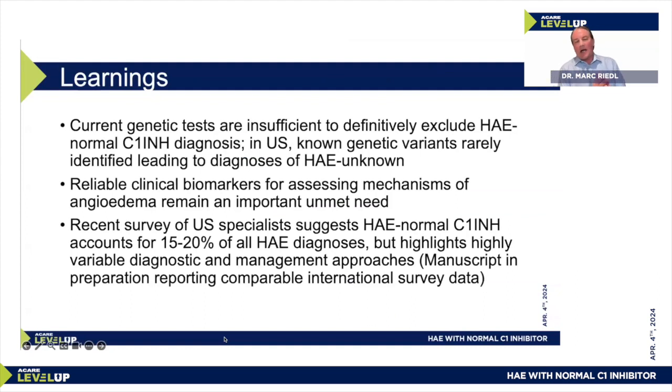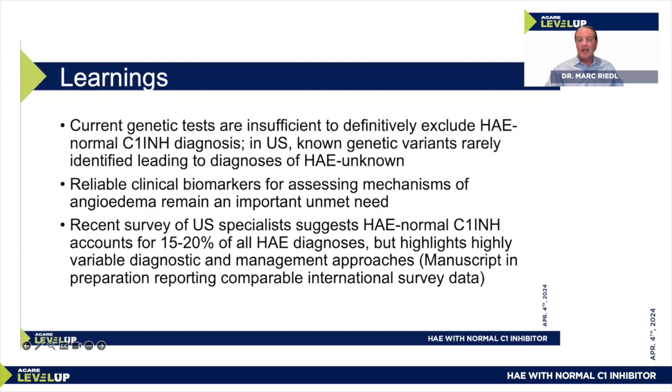So to wrap up, I would contend or suggest to you that while genetic tests are very important and we should be looking at this, they still remain insufficient really to definitively identify or exclude this diagnosis of HAE with normal C1 inhibitor. And in the US, we have really struggled because we don't find these variants very often in our evaluation of patients that have a very good clinical history suggestive of a mast cell mediated angioedema condition. We need better clinical biomarkers.